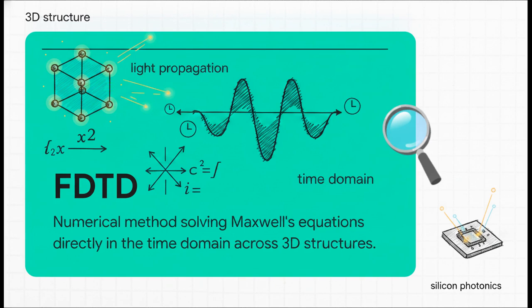When basic math just isn't enough, we bring in the heavy artillery. FDTD stands for Finite Difference Time Domain. It's a numerical method that solves Maxwell's equations directly in the time domain, but across full 3D structures. So instead of just plugging numbers into an ideal equation, FDTD builds a highly realistic, dynamic virtual world so we can see exactly how the light physically behaves as it travels.